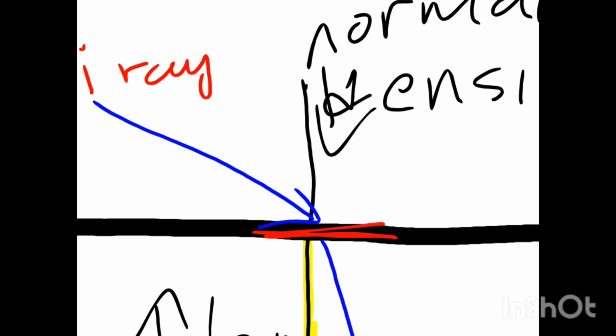And then there is what we call the angle between the incident ray and the line of normal. This one we call the angle of incidence.